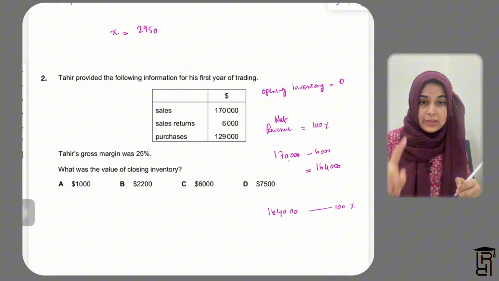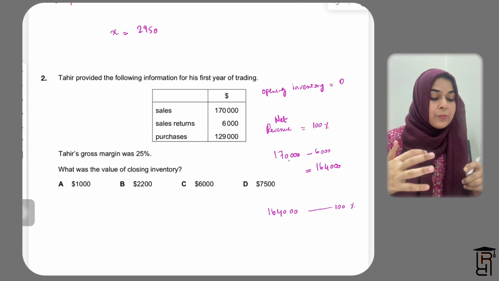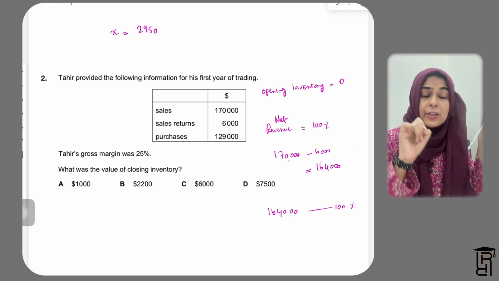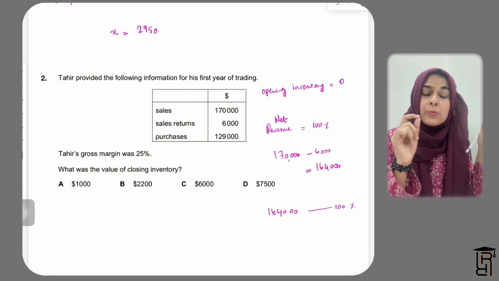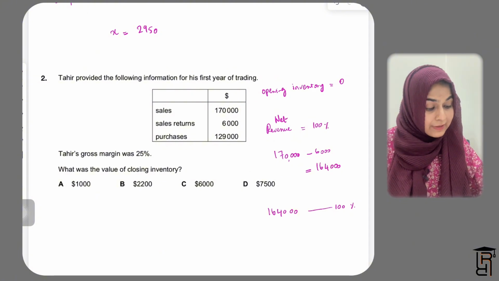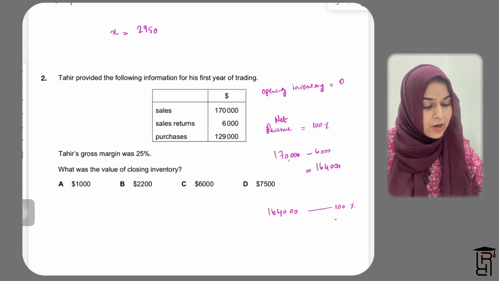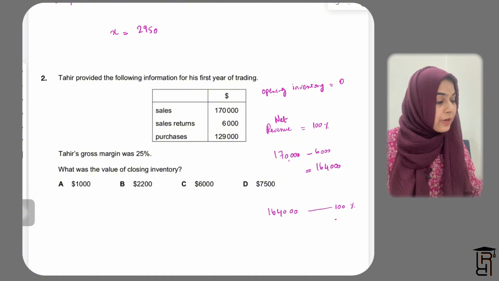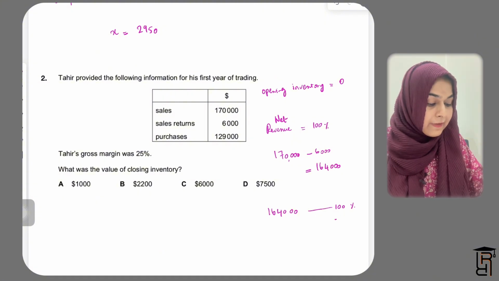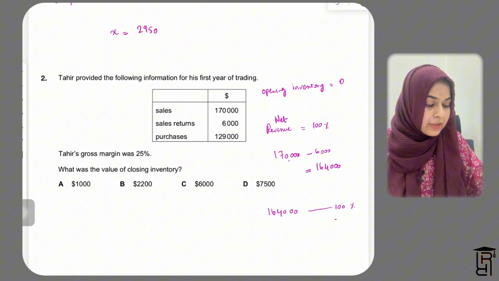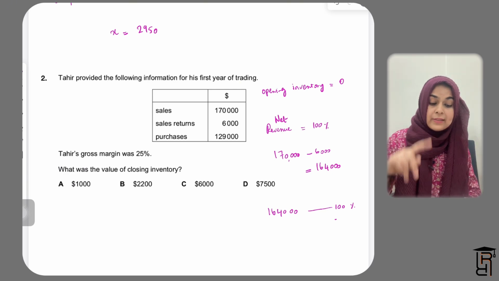Margin is 25%. If revenue is 100, so selling price is 100, on every unit we are making a gross profit of 25. That means our cost of sales is going to be 75%. So 75% is X. When we cross multiply, we'll find out the value for X, that is cost of sales, which in this case will be 123,000. This is my cost of sales.